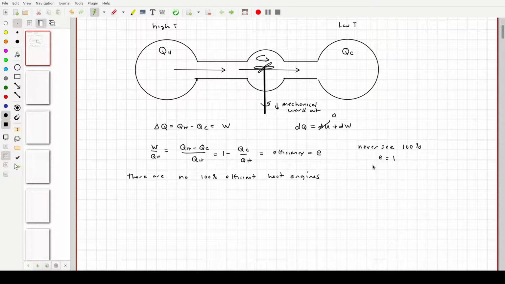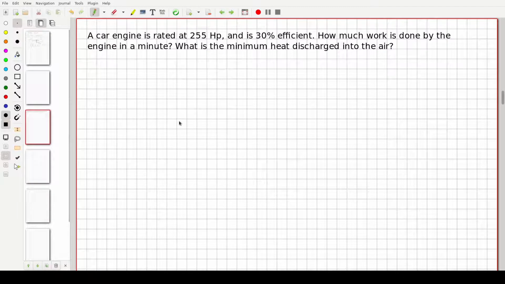Now, let's just work a simple example. Here I have a car that has an engine that's rated at 255 horsepower, and it's 30% efficient. Just for point of reference, an engine in a car is a thermodynamic engine. It's a heat engine.